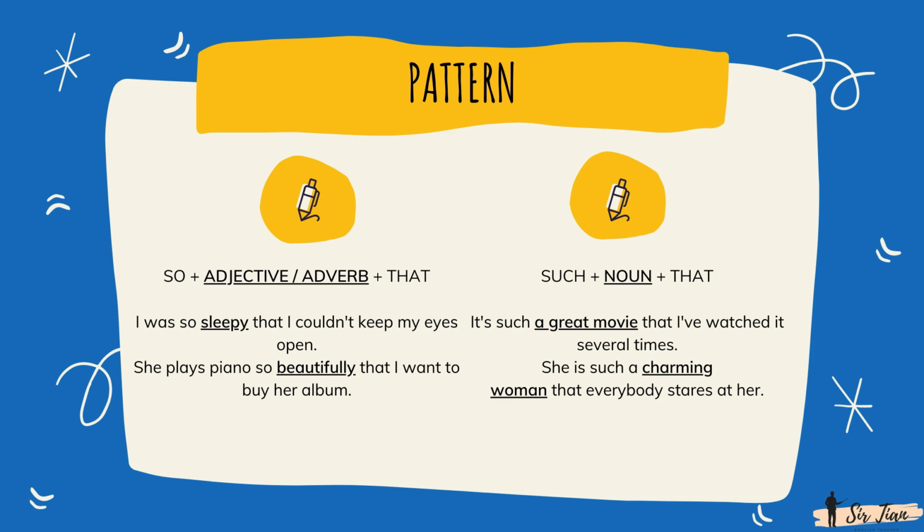The second sentence uses the adverb beautifully between so and that. Again, the use of so means I give emphasis on the adverb beautifully, or I can say she plays piano very beautifully. And that gives a result or an effect, which is I want to buy her album. That's why the sentence becomes: she plays piano so beautifully that I want to buy her album.